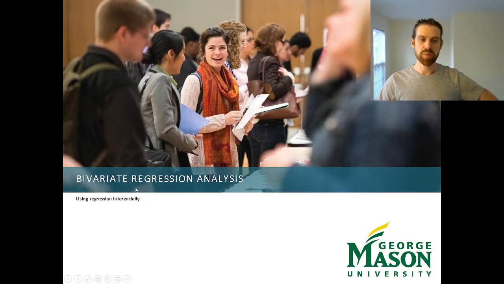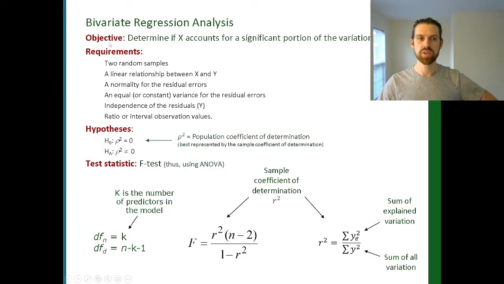Okay, so let's focus now on the bivariate regression analysis. This is basically trying to use regression in an inferential way. The objective is to determine if x accounts for a significant proportion in the variation of y. So you need two random samples, and you need to make sure that you had an x and a y variable which had a linear relationship between them. We need to make sure that our residual errors are normally distributed in order to comply with the assumptions of the test. We need to make sure that we had an equal variance for all of those residual errors, and that the residuals aren't dependent on each other or another factor, so we need to make sure that they're independent. And then finally we need ratio or interval data.